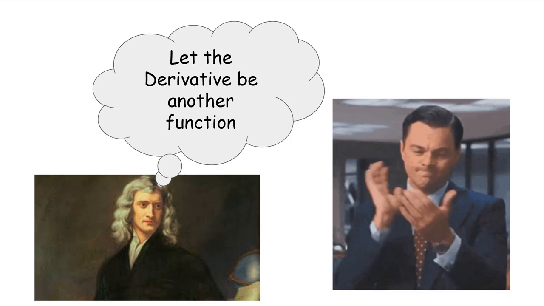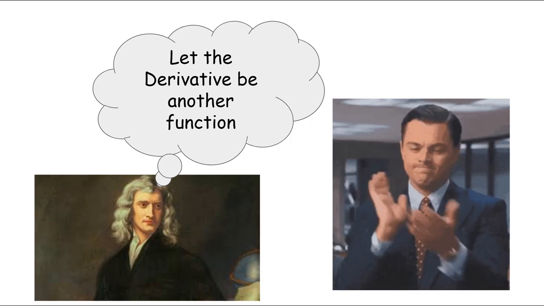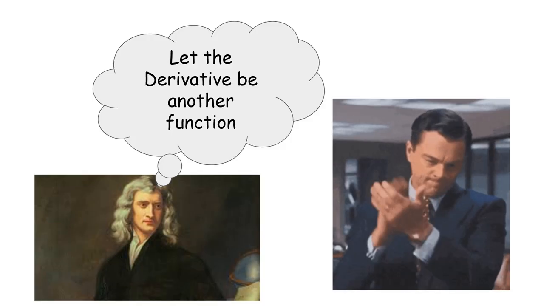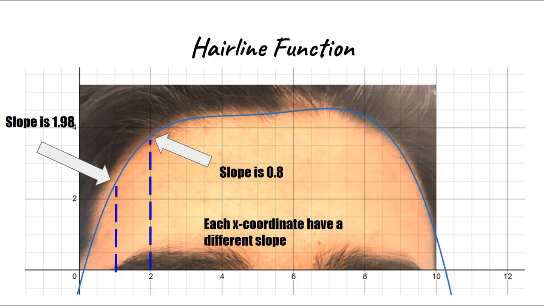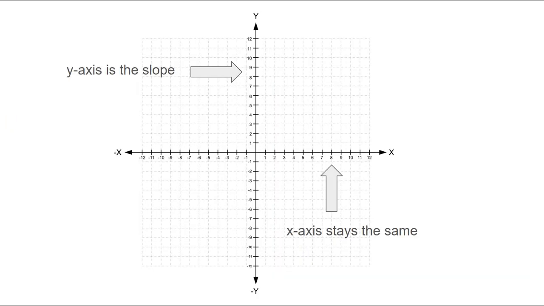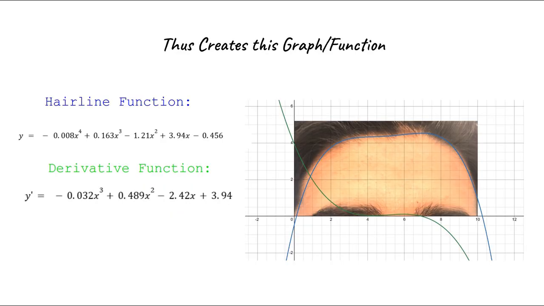Well, brilliant people like Sir Isaac Newton discovered it by letting the derivative be represented as another function. Let's look back at our hairline function. Each x-coordinate has a separate slope. So what can we do to represent this derivative? We use another Cartesian plane, making the y-axis the slope and the x-axis the x-coordinates of the main function, thus creating this graph and this derivative.